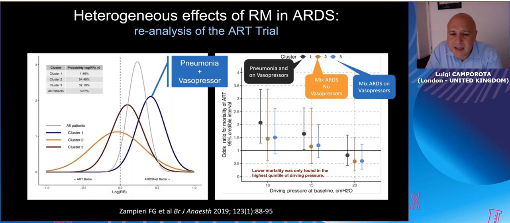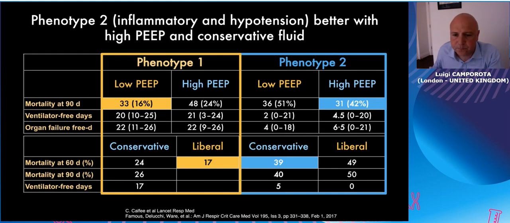Also, it's important to understand which patients might respond to high PEEP or which ones are going to be harmed. So this is a reanalysis of the ARDS trial that essentially will show that patients who had pneumonia and were on vasopressors were more likely to be harmed by high PEEP and recruitment maneuver. And also, if you look on the right-hand side, a lower mortality following the increase in PEEP was only seen in patients with the highest quintile of driving pressure.